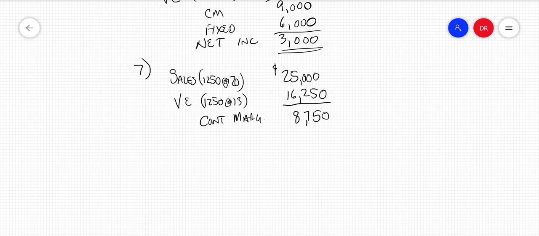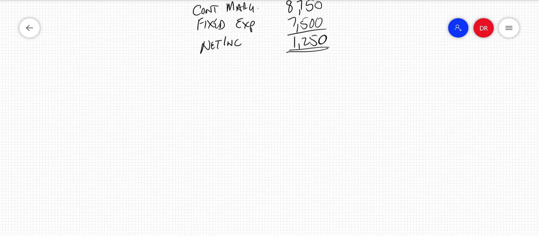Then we deduct the fixed expenses, and remember they said we added $1,500 in advertising to the previous fixed expense of 6,000, so we have 7,500. That means the net income is 1,250. Now we need to take a look at what we have in number 8.